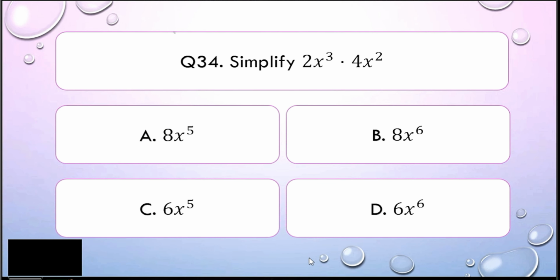Simplify 2x cubed times 4x squared. Is it A, 8x to the 5th power, B, 8x to the 6th power, C, 6x to the 5th power, or D, 6x to the 6th power? I'll give you 5 seconds to think about your answer.